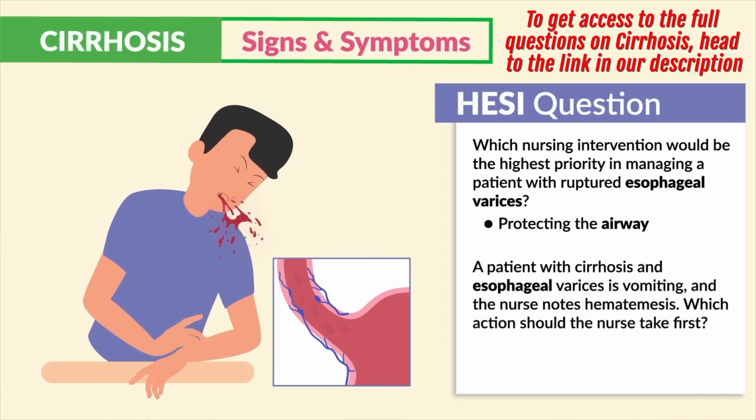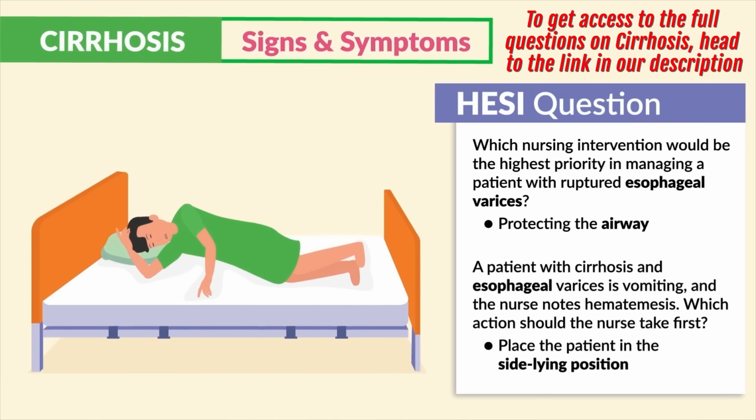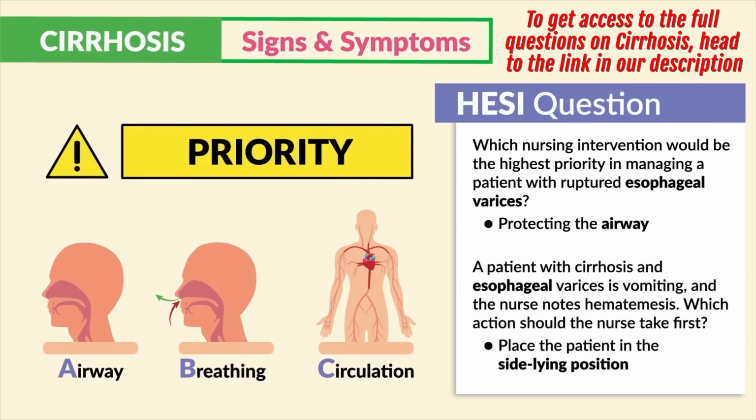And lastly, a patient with cirrhosis and esophageal varices is vomiting. The nurse notes hematemesis, or basically vomiting blood. Which action should the nurse take first? Place the client in side-lying position. Yes, again, we protect the airway first.